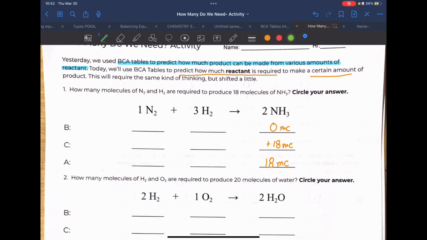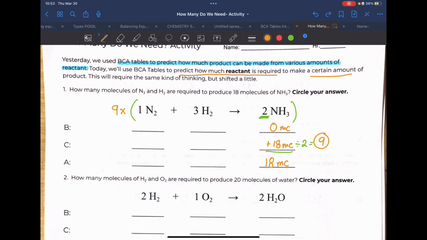Now, this is the step that's really critical, because now I need to ask myself the same question I ask every single time: how many times do I need to run this reaction? How many times do I make the recipe in order to produce these 18 molecules of ammonia? Well, I can notice here that each time we run the reaction, each time we make the recipe, we make 2 molecules of NH3. So if I want to make 18, then I should do 18 divided by 2, to give me 9 times, right? So that 9, I'm going to pull it up here, and that's going to be 9 times that we do this whole thing.